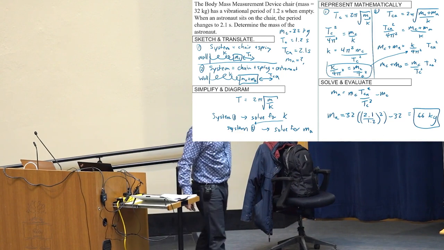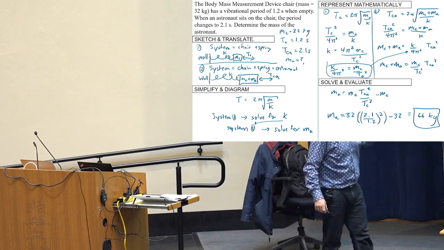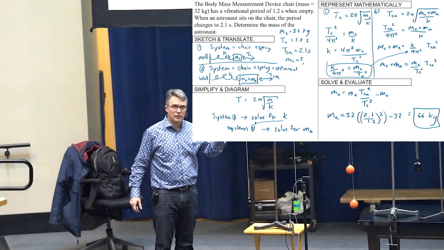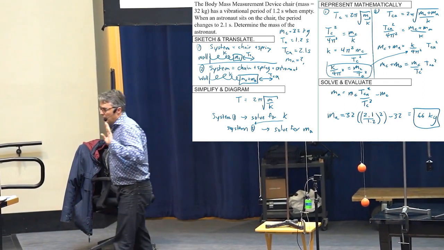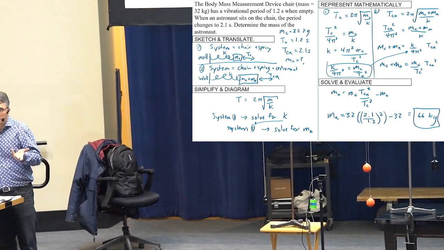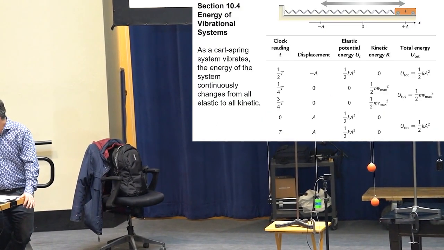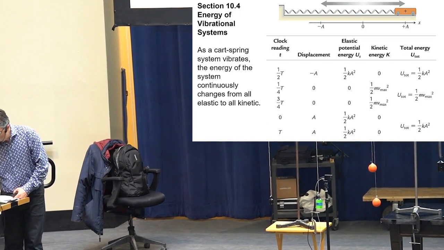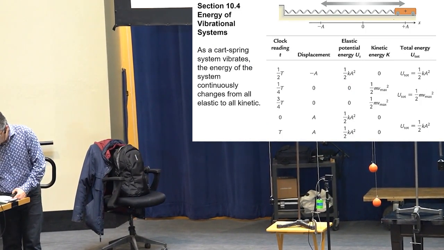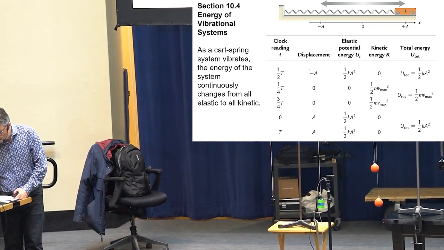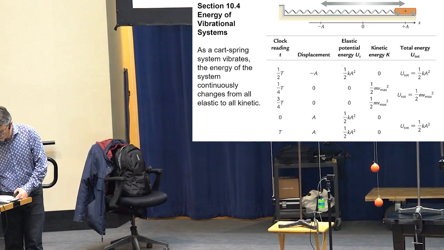So I alluded to energy. The idea here is that anytime you stretch a spring, it contains potential energy, and it's part of your system. And then anytime a mass is moving, that contains kinetic energy. So if you look at the energy of vibrational systems, they make this little chart here where they think about this mass going back and forth, and they look at different positions. So if it starts off at negative A with zero kinetic energy, the elastic potential energy is 1/2 Ka squared.